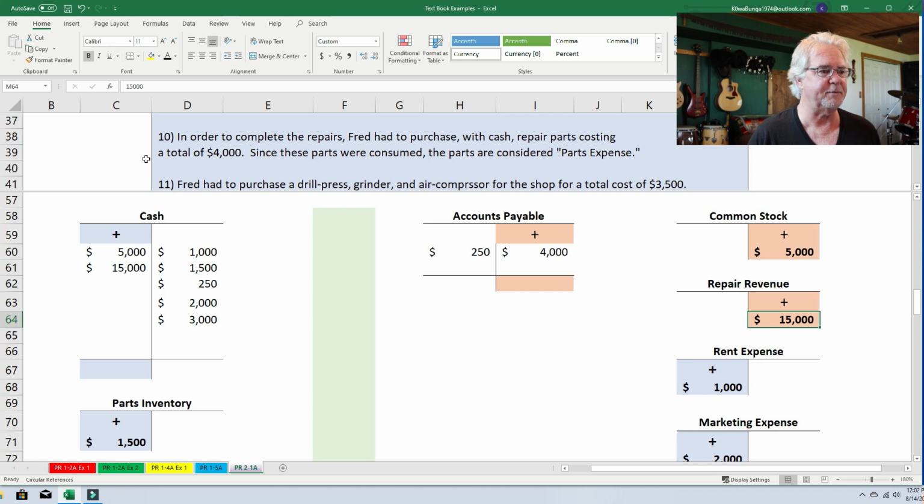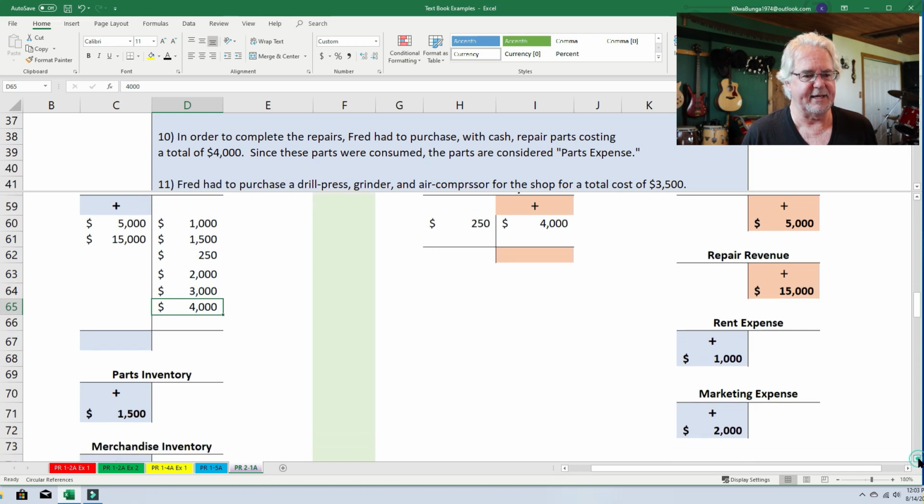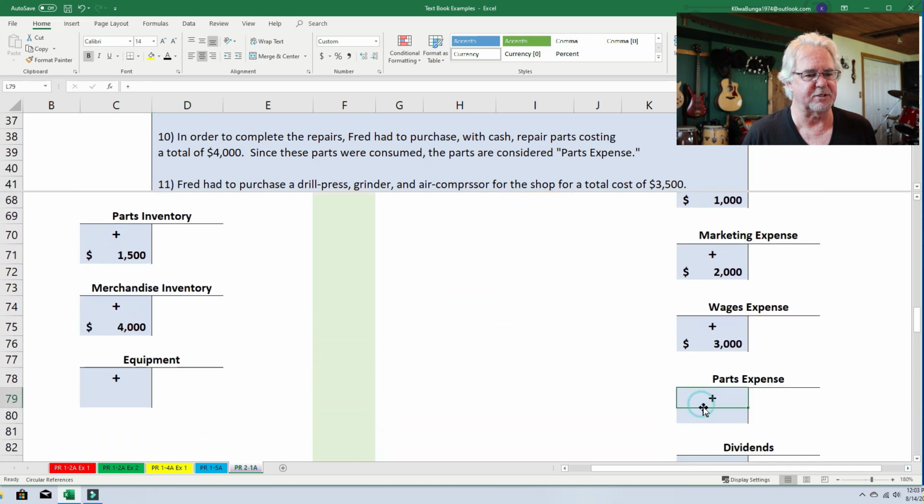Number 10, in order to complete the repairs, Fred had to purchase with cash repair parts costing a total of $4,000. Since these parts were consumed, the parts are considered parts expense. Now, Fred just did a ton of work, $15,000 of work, but he had to use up parts, and apparently he didn't use these parts that were here in inventory, but rather he had to buy some parts. So he spent $4,000 buying parts. Anytime you spend money, it's on the right-hand side of cash. And he used up these parts.